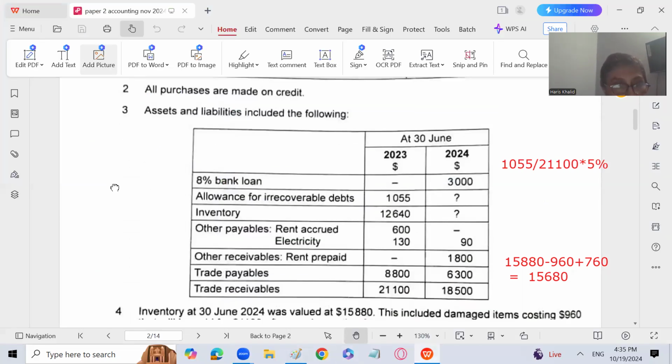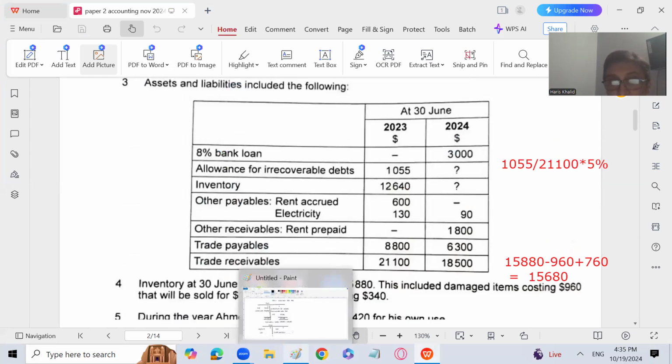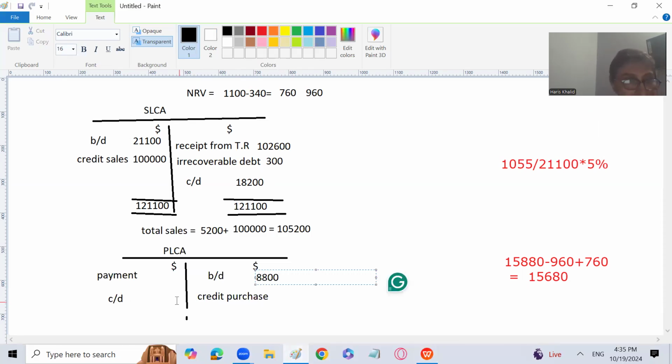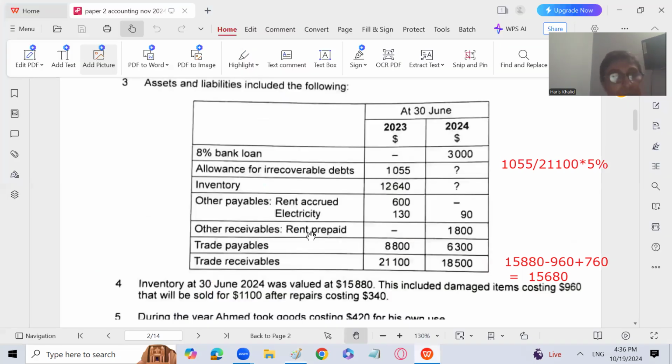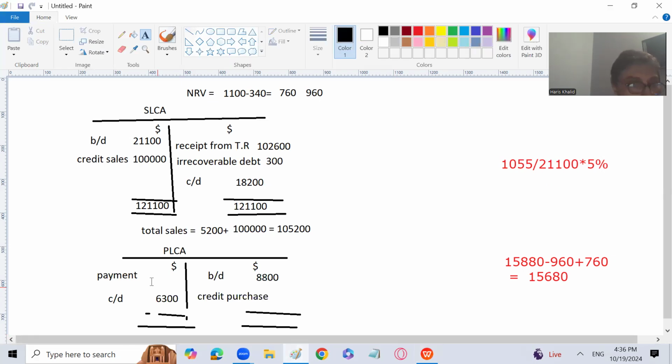If you just see the trade payables at the start, that is 8,800, and the trade payables at the end are 6,300. So I'll go for the total of this, and the difference is going to be written as payment to trade payable. Credit purchases we will find. Let's see payment to trade payable. It is the payment to credit suppliers or trade payable, one and the same thing. That is 61,240.